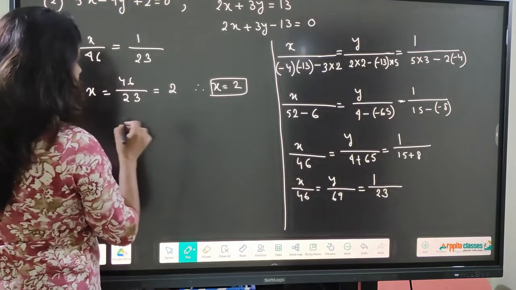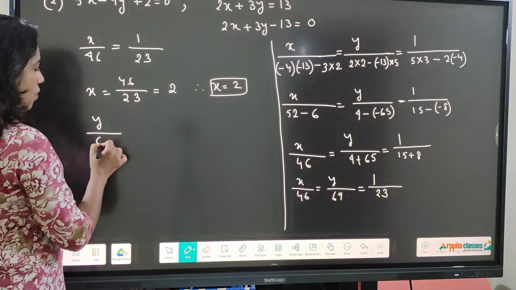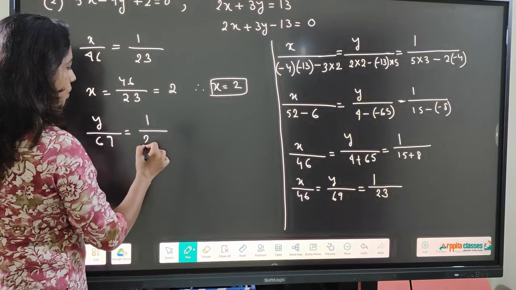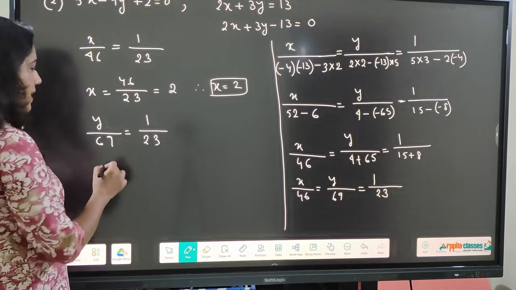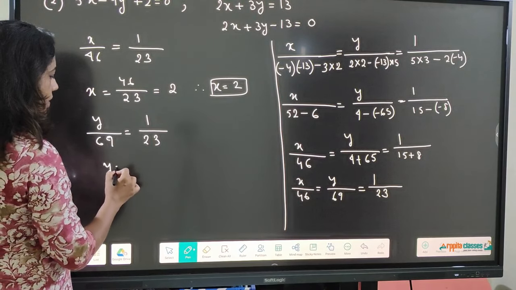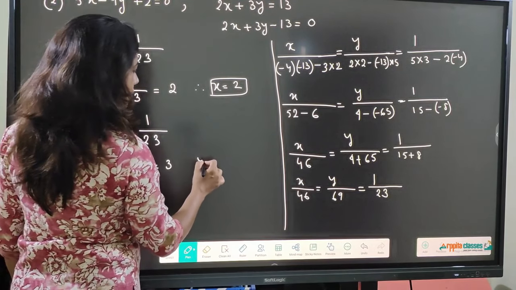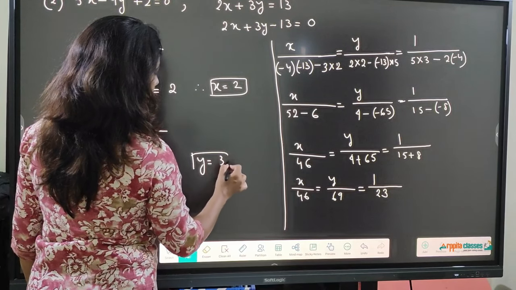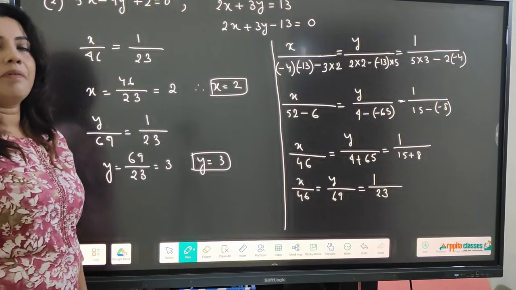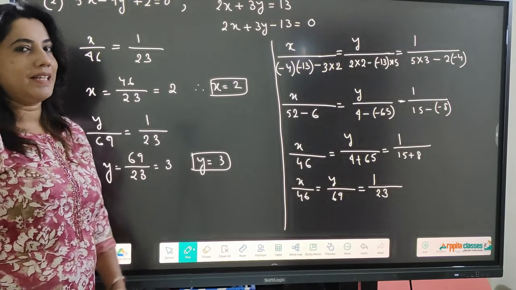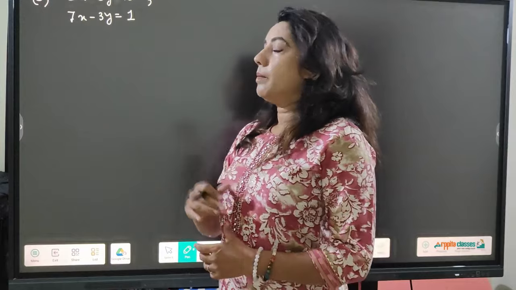Then again we'll make y upon 69 is equal to 1 upon 23. We'll get 69 that side. Okay, so y is equal to 69 upon 23, that is 3. So the value of y is 3. I hope everybody understood. So let us do more practice. We'll proceed to the next sum in front of us.